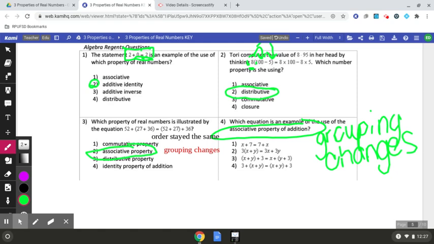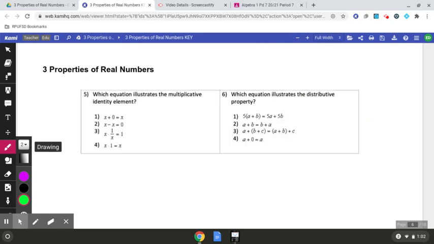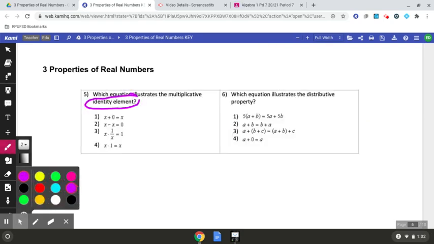Number 3, we have X plus Y in parentheses plus 3. And then we have X plus parentheses Y plus 3. So when I read that, the order of my terms stayed the same. X, Y, 3, X, Y, 3. But what's grouped together changed. On the left side, X and Y are grouped together. And on the right side, Y and 3 are grouped together. So that's the grouping. We're looking for something that keeps that original element the same.